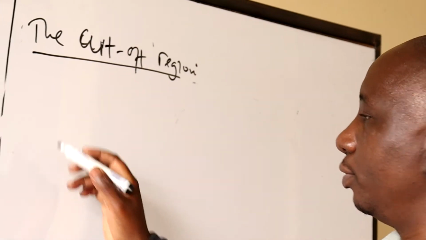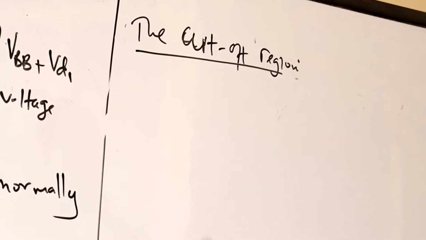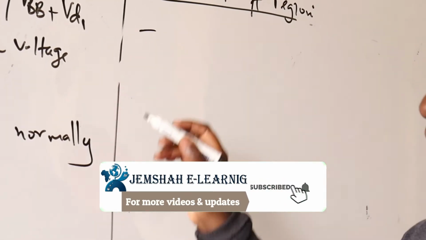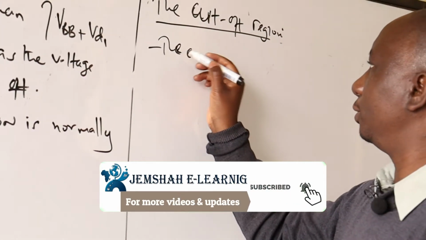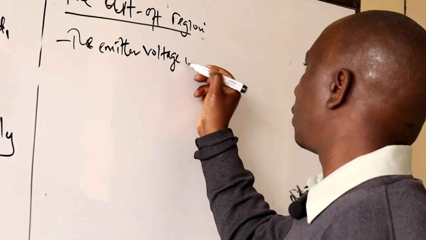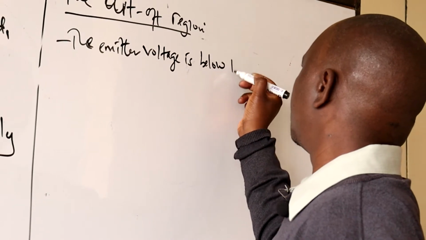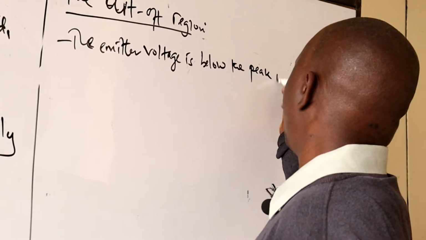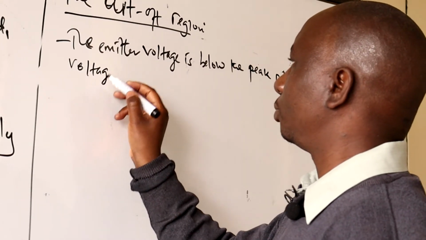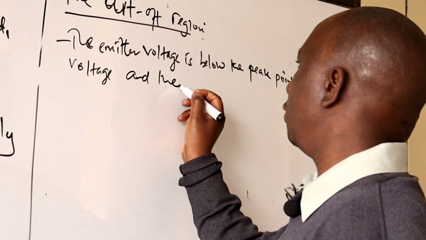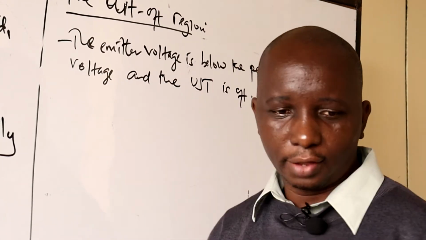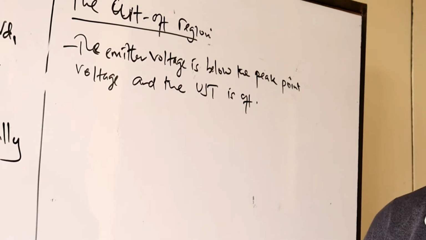The cutoff region. At this region, what do we understand? The emitter voltage is below the peak point voltage, and the UJT is off.